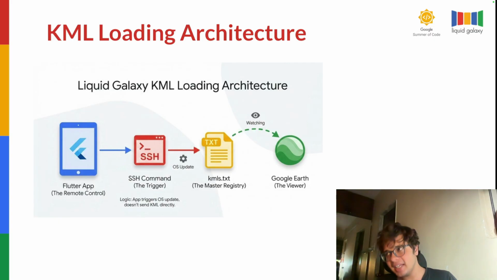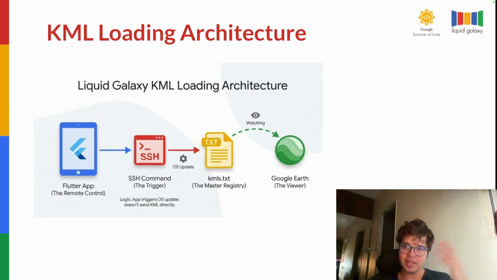In LG, KML files are not sent directly from the controller to the Google Earth software. It would have been very easy if it was a direct connection, right? The one in the picture that I showed. Instead, the system follows a pipeline, where the Flutter controller app sends an SSH command to the master node, which updates a file called kmls.txt inside a root directory. I'll talk about the root directory. So this file acts like a registry that tells Google Earth which KML files to load.